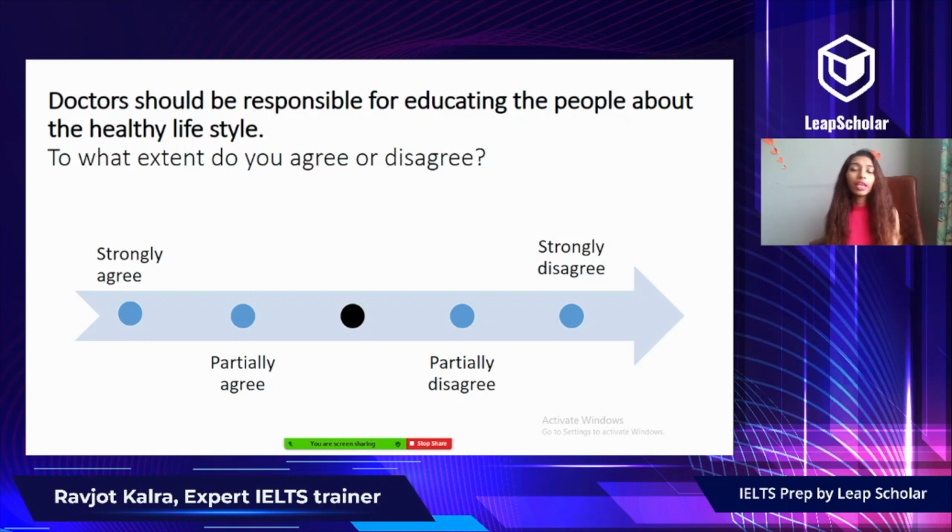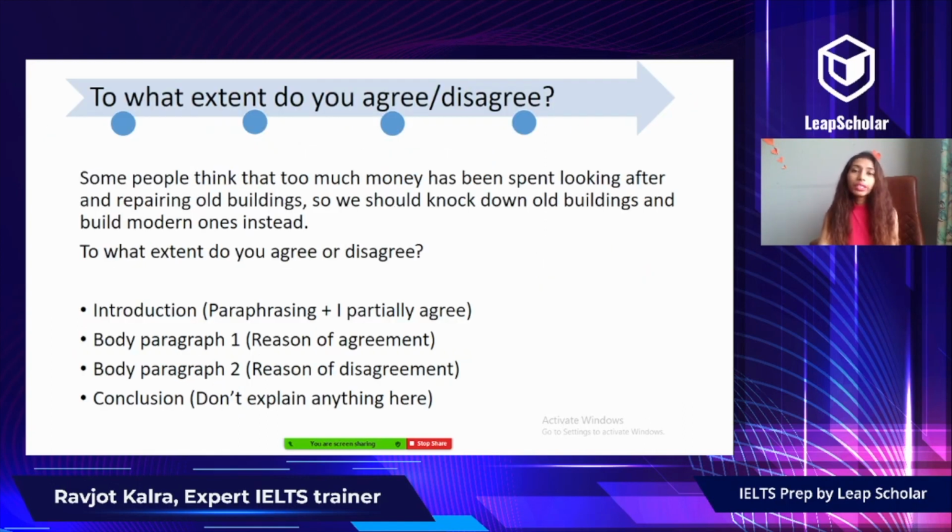So that is a scale you can always think of before you start writing an essay. So plan what points you wish to make for such kind of question, and then you can start writing. Decide and then start writing. To what extent do you agree or disagree? For the question that I've taken, some people think that too much money has been spent looking after and repairing old buildings, so we should knock down old buildings and build modern ones instead. To what extent do you agree or disagree?